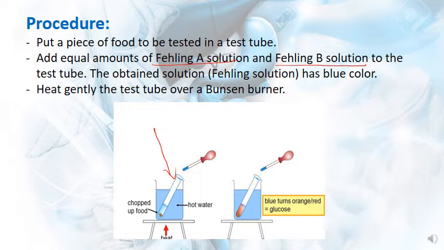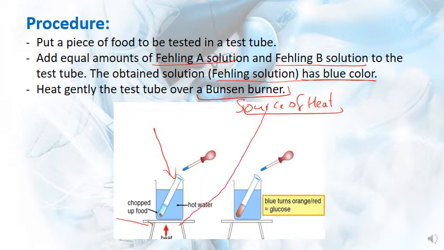The obtained Fehling solution has a blue color. We have to heat gently the test tube over the Bunsen burner. The Bunsen burner is the source of heat. This is found here, a source of heat.